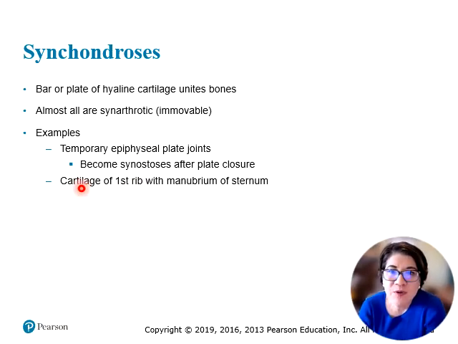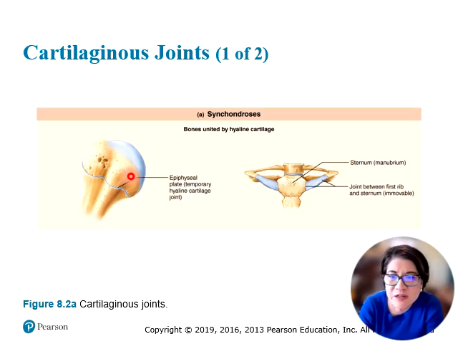So an example, like you have a temporary epiphyseal plate joint, or the cartilage on the first rib with the manubrium of the sternum, so that top part of the sternum and your first rib. So here is that epiphyseal plate, that growth plate, right, that we saw in the last chapter. And then you have this joint right here too. So they're not really movable. They're maybe slightly movable, but really don't move very much.